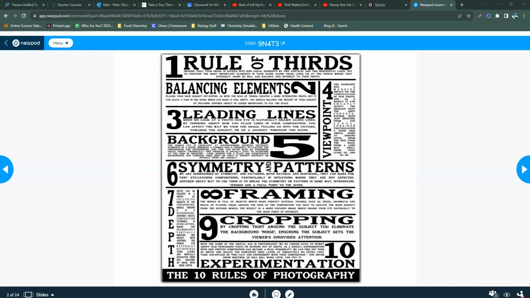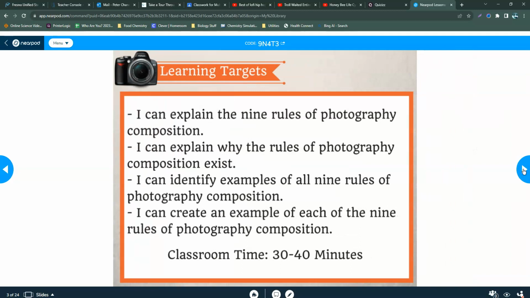Now, these aren't hard and fast rules, but these are really just suggestions that for the most part will make the pictures look better. So we'll go through the definitions, and you'll open up your slide deck as we go through this, the Nearpod assignment, and you'll answer the questions as I go through the video lecture itself. And with that in mind, we're going to go over all of the elements now. So we're going to be going over things like rule of thirds and balancing elements and leading lines and so forth.